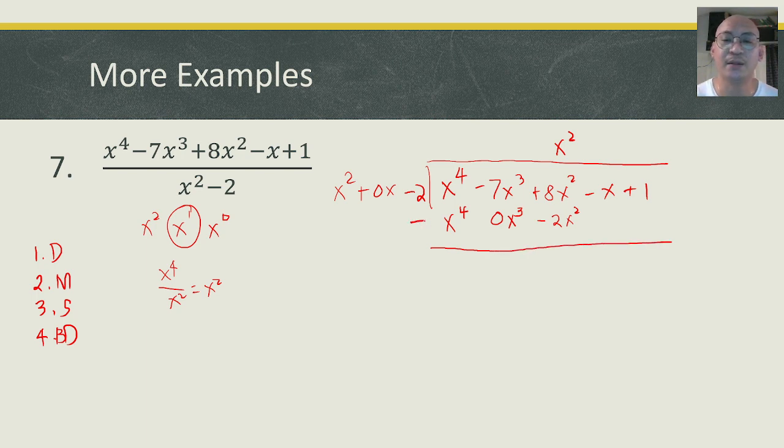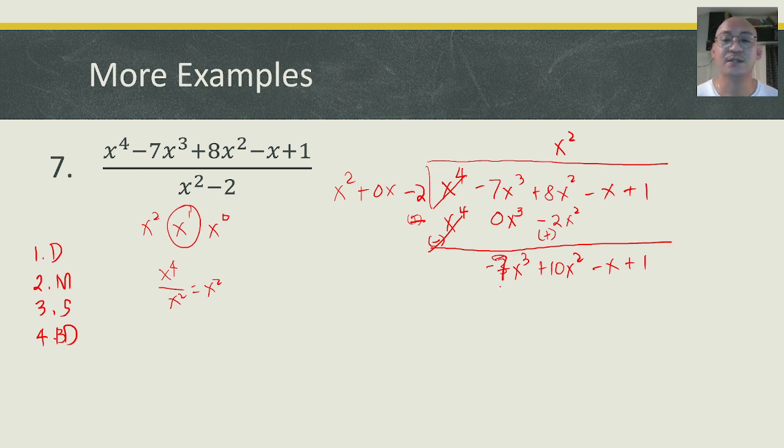Okay, so alignment again, change to negative. So there's nothing to change because it is 0. So let's erase. Then change to positive and follow the rule of addition. Then cancel. Negative 7x cubed, just bring down. Then 8x squared plus 2x squared, that will give us 10x squared. Then bring down negative x plus 1.